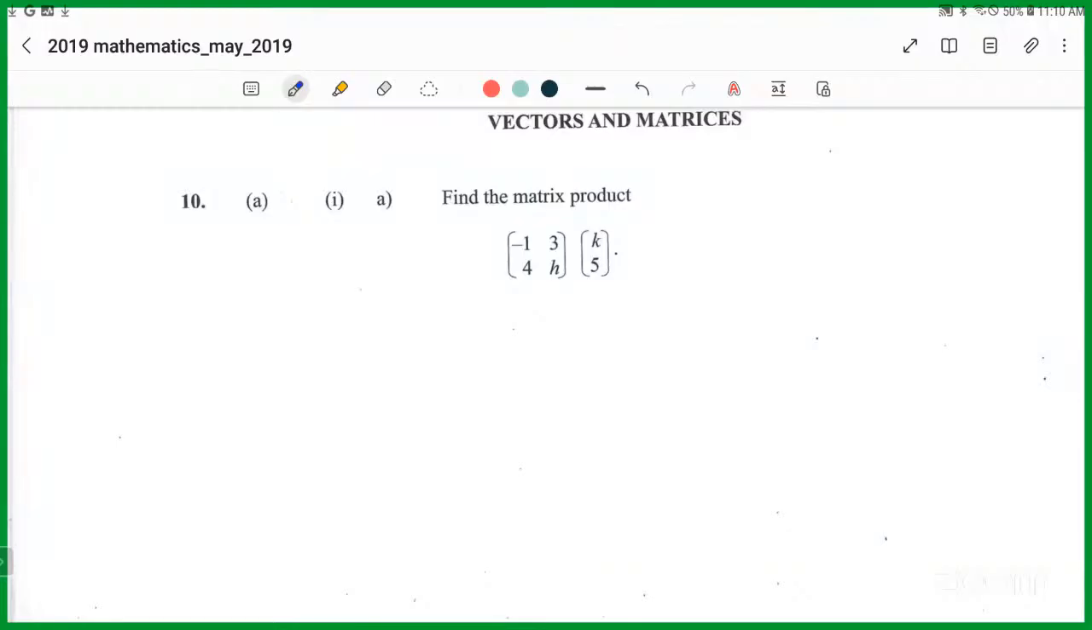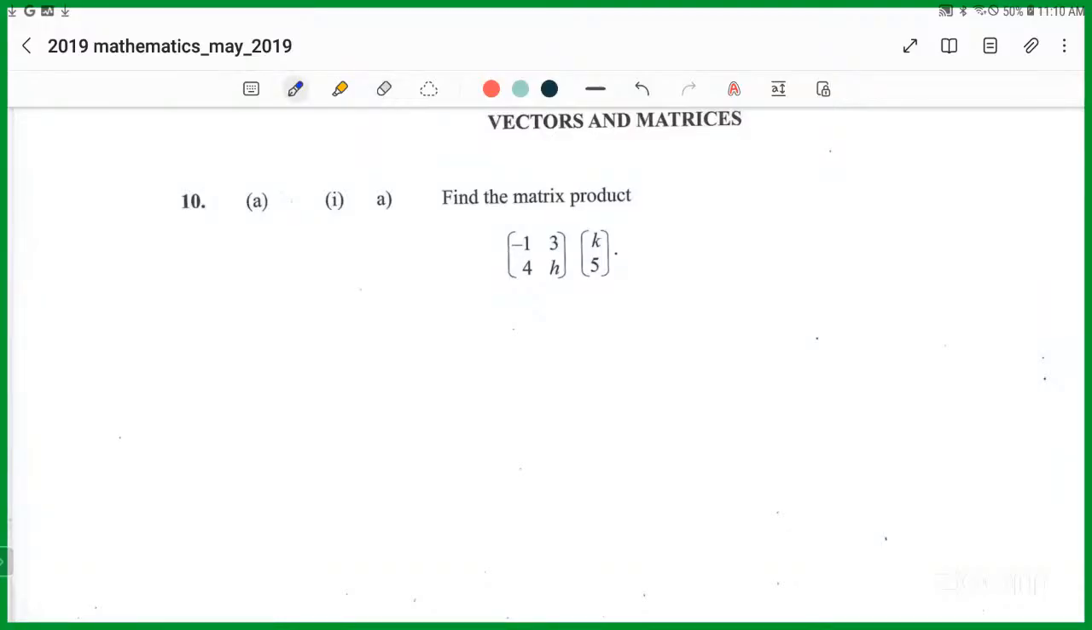and it is question 10 on that paper. The first part wants us to work out this product, and if you notice there are some unknown quantities in there, so it means that those unknown quantities will be in the result. And you must know by now that when you multiply a 2 by 2 matrix and a column matrix, the result is going to be a column matrix, a 2 by 1 matrix.